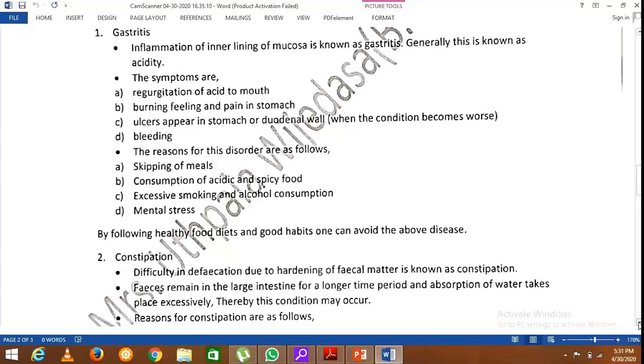The symptoms of gastritis are regurgitation of acid to mouth, that means acidic gas. Sometimes the acids come into our mouth. Then a burning feeling can be there.